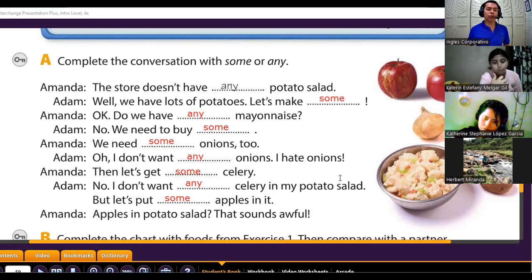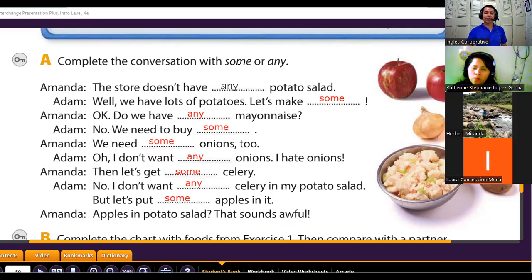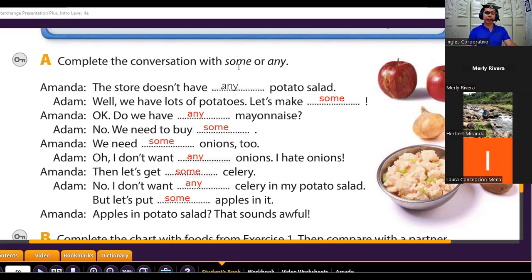I need Kevin, please. You're going to be Adam. And Laura, you're going to be Amanda, right? Okay, ready? 1, 2, 3, action. This store doesn't have any potato salad. Kevin? Okay, I'm sorry. Merly is going to help me. So, entonces, me ayuda Merly con el rol de Adam, please. Ready, Merly? Can you hear me, Merlin? Hello, teacher. Okay, please. You are Adam.